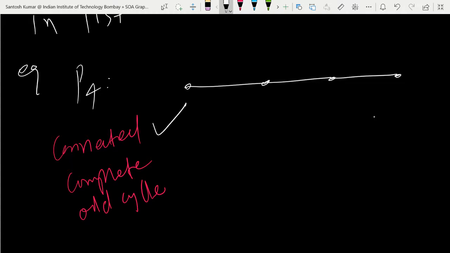Yes, sir. Is it complete? No, sir. Is it an odd cycle? No, sir. It has four vertices. Okay, so we can apply this result.